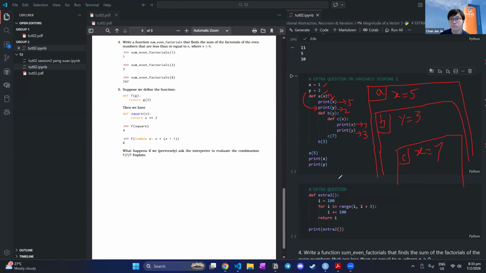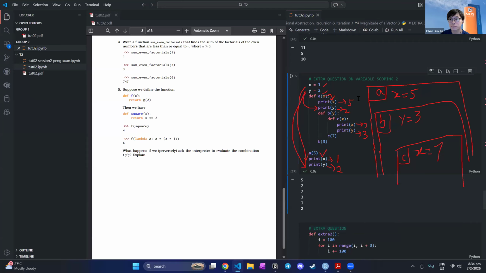And that's all for the A function. So next print x will be the global x. So x equal 1 will be printed out. Then y will be the global y. So y will be printed out as 2. Right, okay, let's see. 5, 2, 7, 3, 1, 2. Yes, okay, that's correct. So very good.